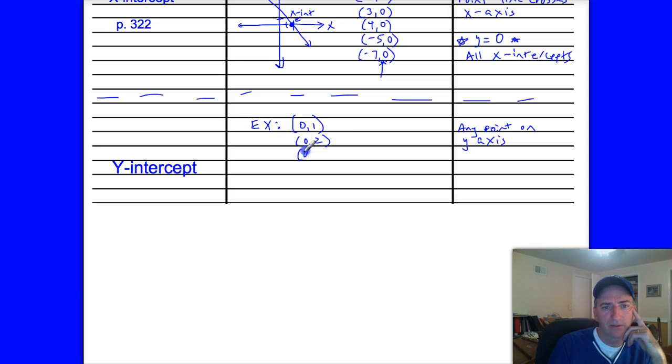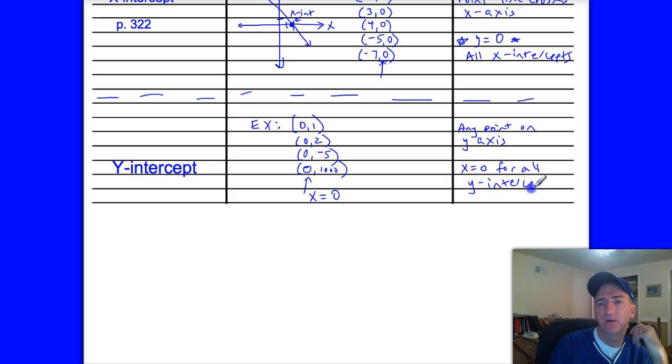Another example, I'll do some negatives. You can have (0, -5), (0, -1,000). Doesn't matter. The one thing that they have in common is that x is equal to 0 in any y-intercept. Okay, so x equals 0 for all y-intercepts.